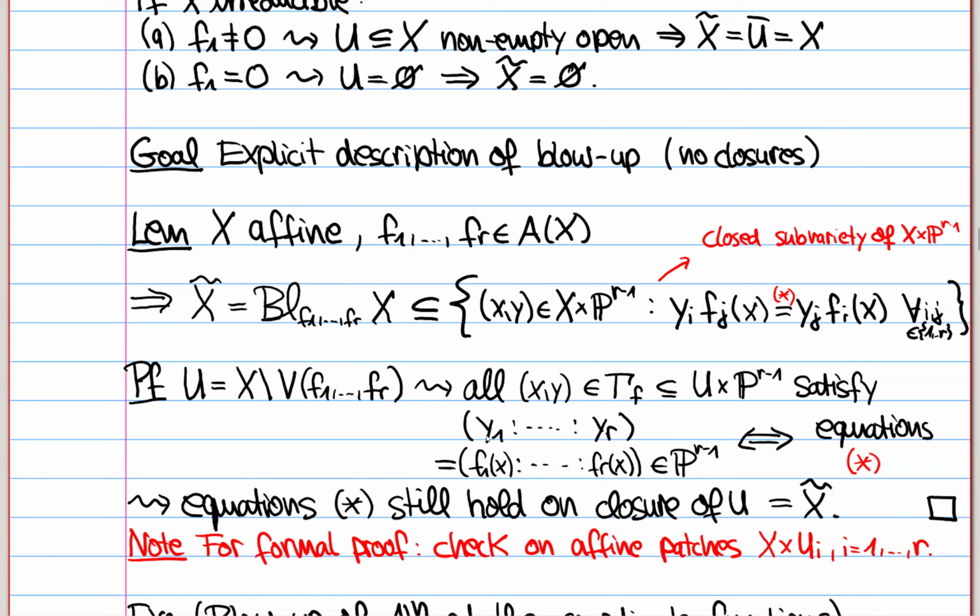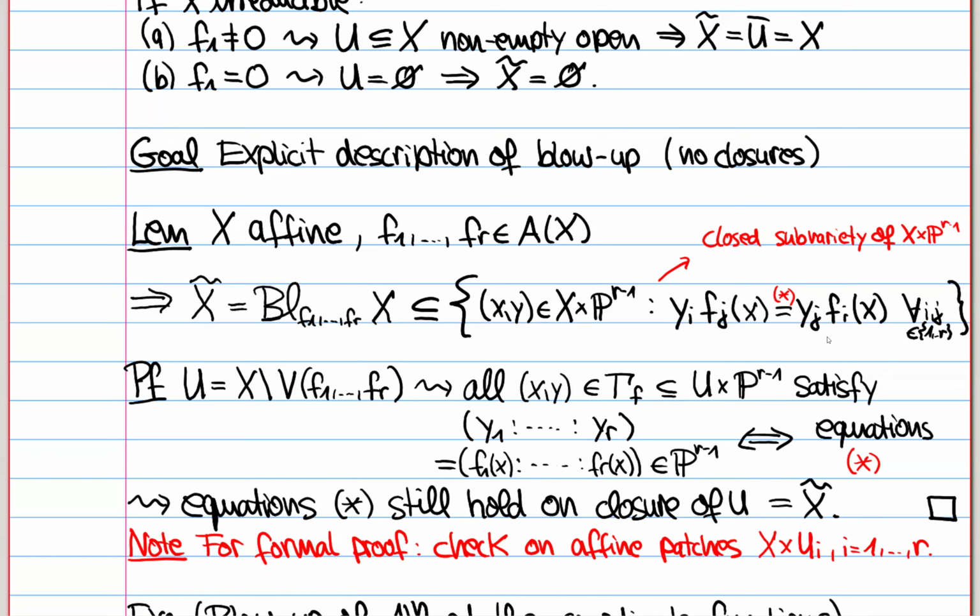So then we have y_i times f_j is equal to y_j times f_i. And so this shows that on the graph Γ_f, all of these equations hold.